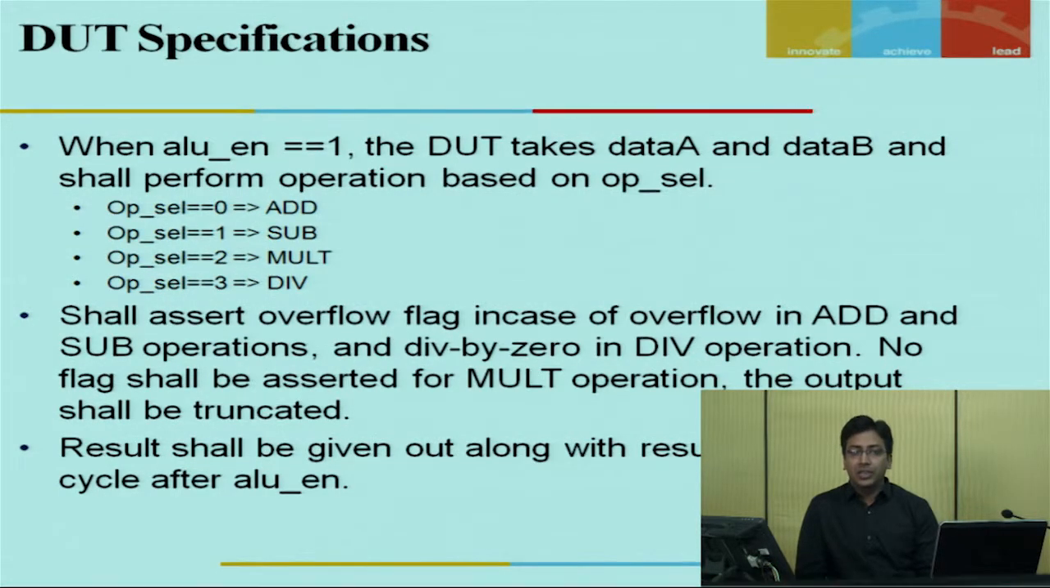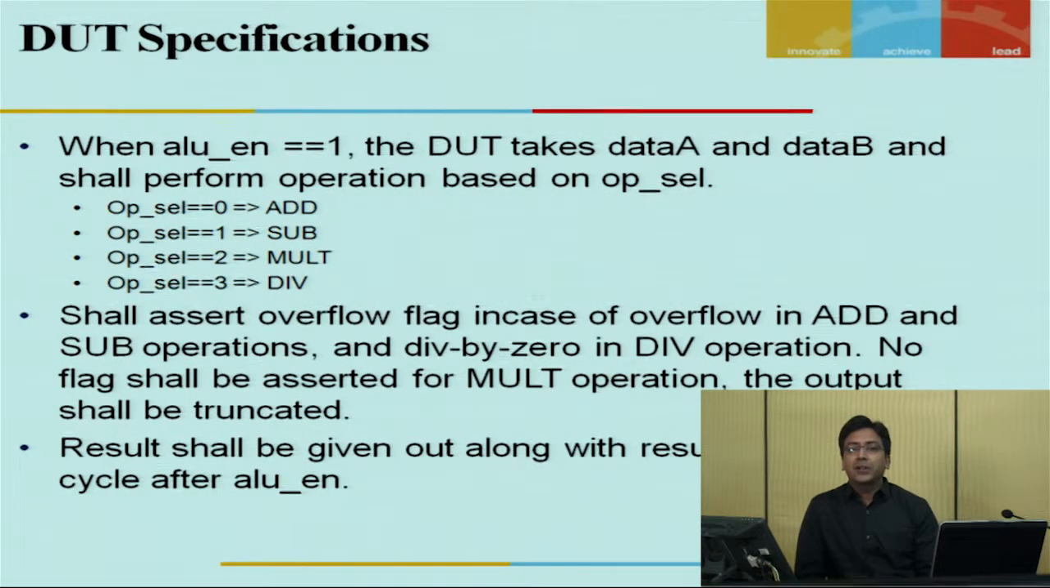When operation select is 1, the DUT shall perform a subtract operation, that is data B shall be subtracted from data A. When the operation select is 2, the 2 operands shall be multiplied, and when the operation select is 3, data A shall be divided by data B.